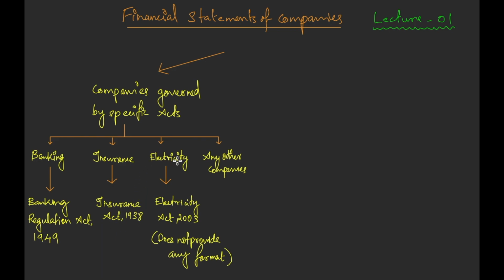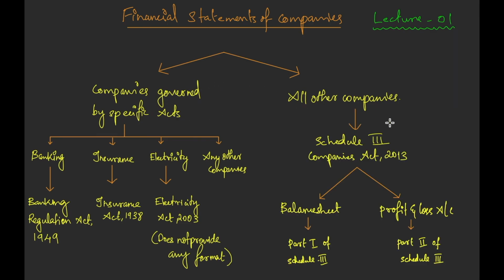And for the electricity companies, Electricity Act 2003 does not provide any format. So the companies governed by special acts should follow the format prescribed under the act governing such class of companies. Now the second category is all other companies. All other companies means other companies which are not governed by any specific acts.